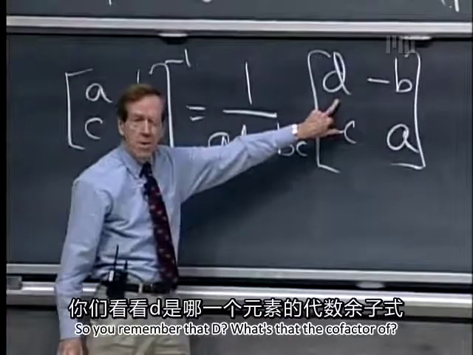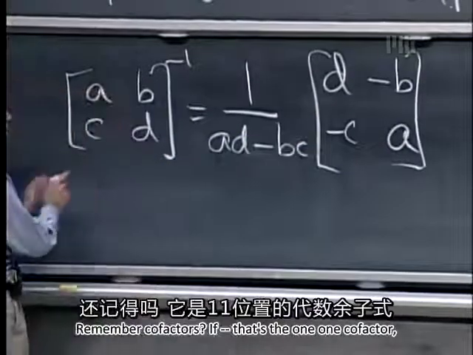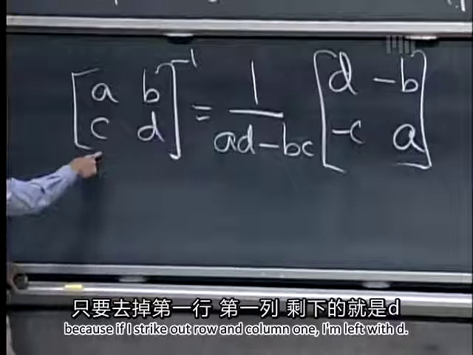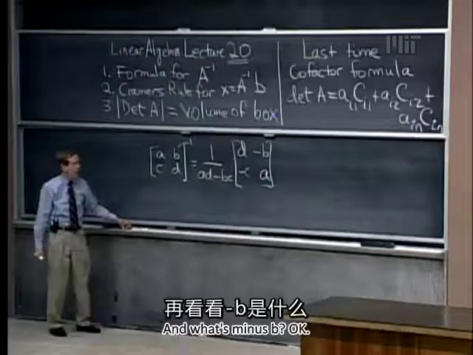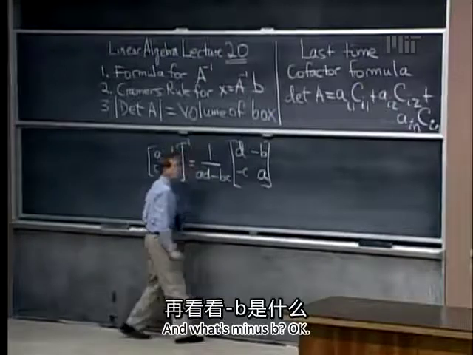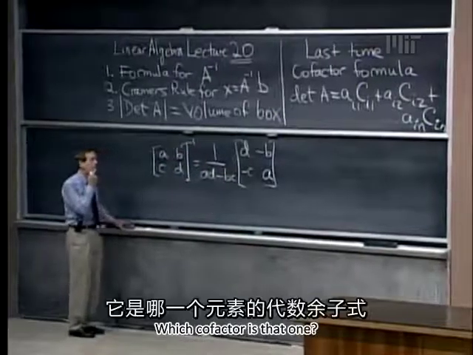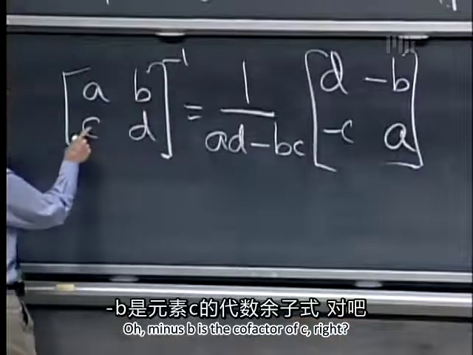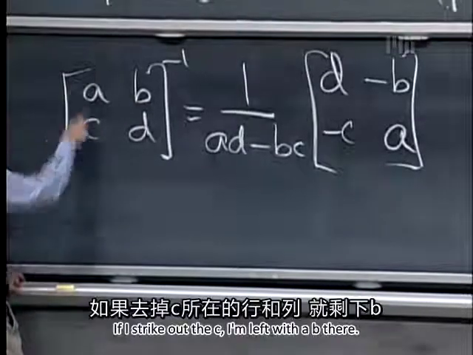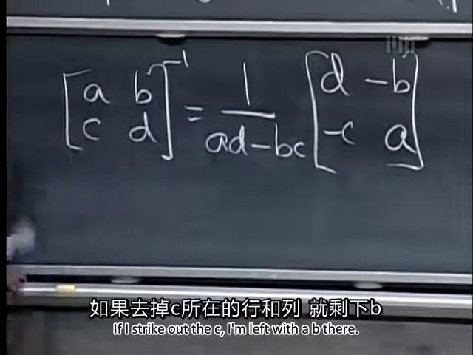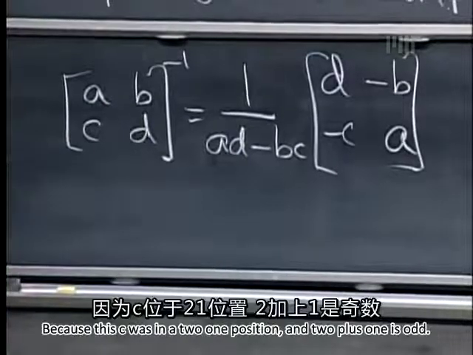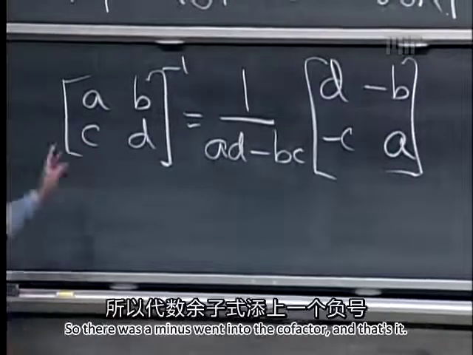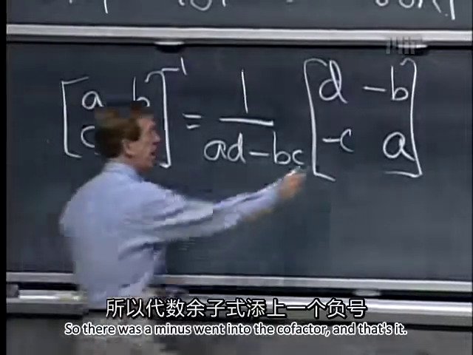So you remember that D, what's that the cofactor of? Remember cofactors? That's the 1, 1 cofactor, because if I strike out row and column 1, I'm left with D. And what's minus B? Which cofactor is that one? Minus B is the cofactor of C, right? If I strike out the C, I'm left with a B there, and why the minus sign? Because this C was in a 2, 1 position, and 2 plus 1 is odd. So a minus went into the cofactor, and that's it.